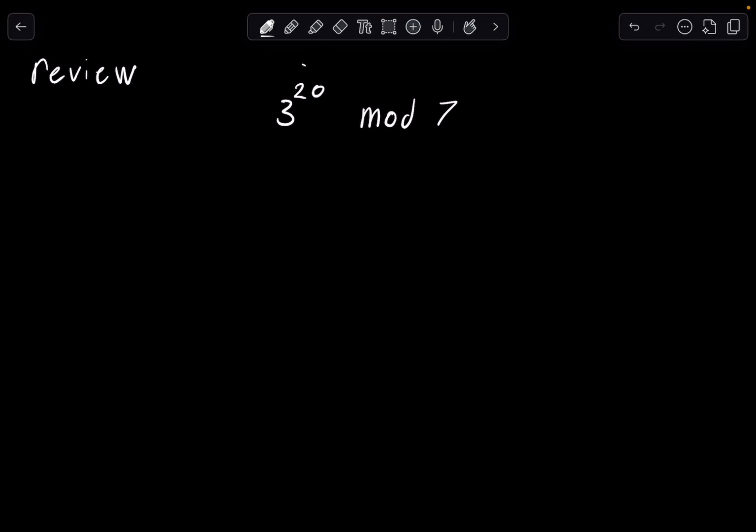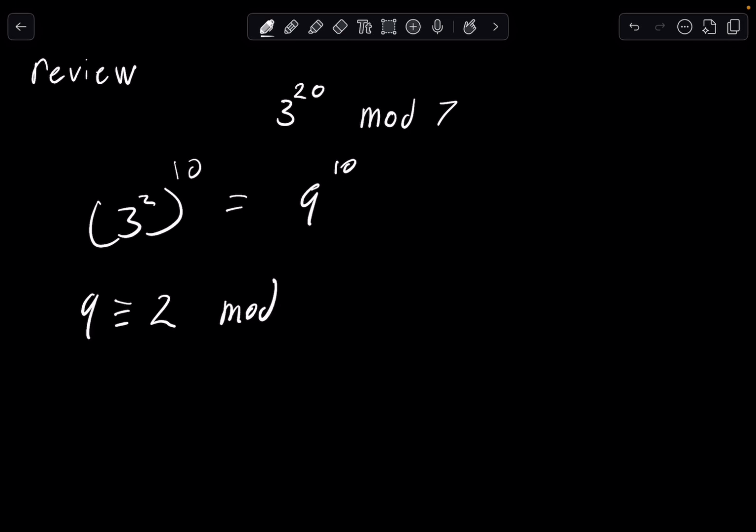Today we're going to be talking about Fermat's little theorem. So in the last video we went over fast modular exponentiation, where we computed large numbers like this. And if you recall, there was a better way to compute this than just multiplying it out like this. In our examples last time we would do something like 3 squared to the 10th, which is equivalent to 3 to the 20th, would end up giving 9 to the 10th, and 9 would be congruent to 2 in mod 7. So that would make this 2 to the 10.